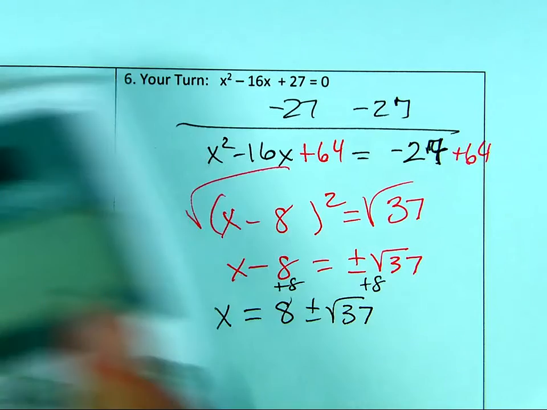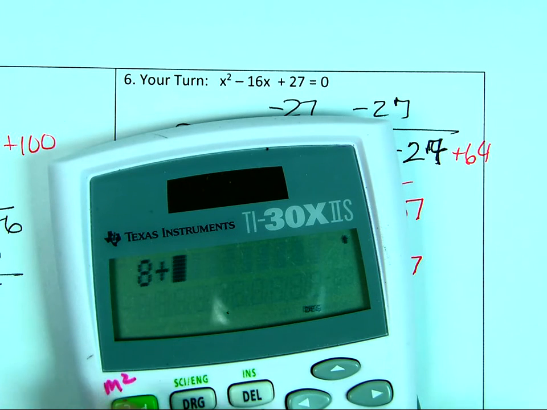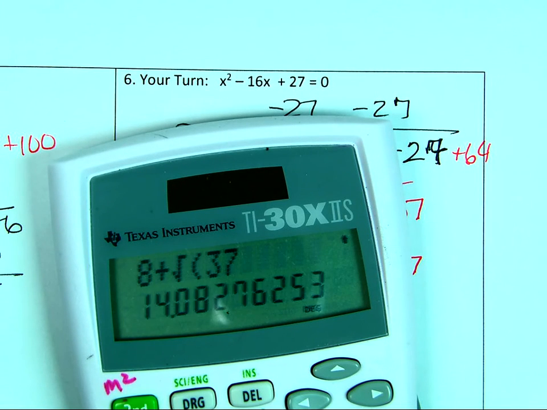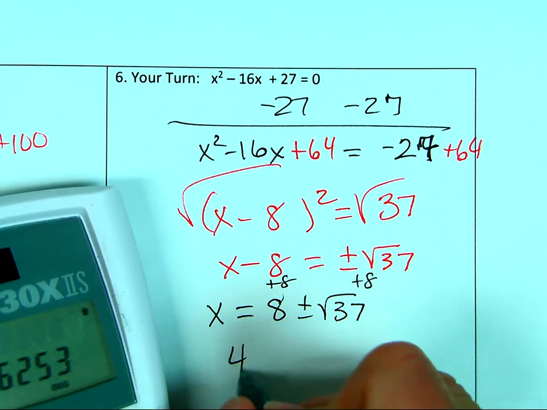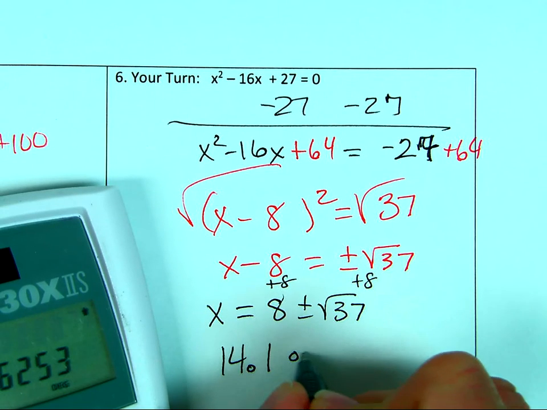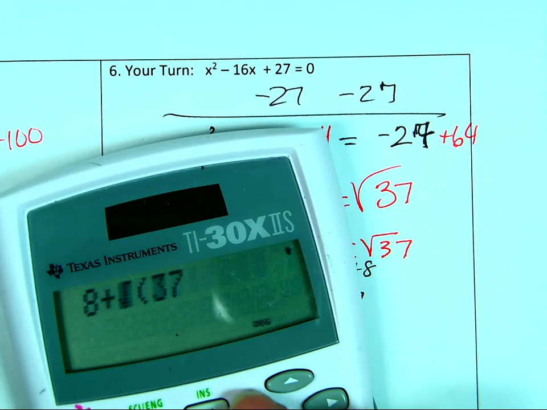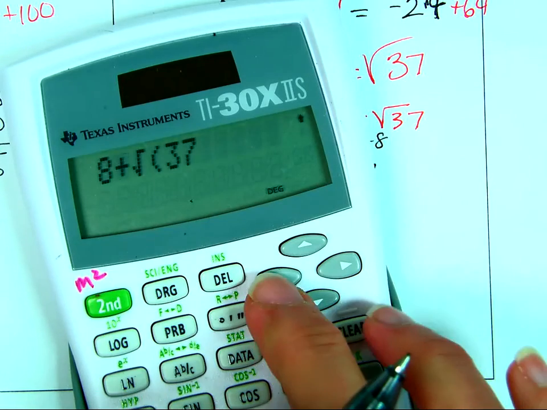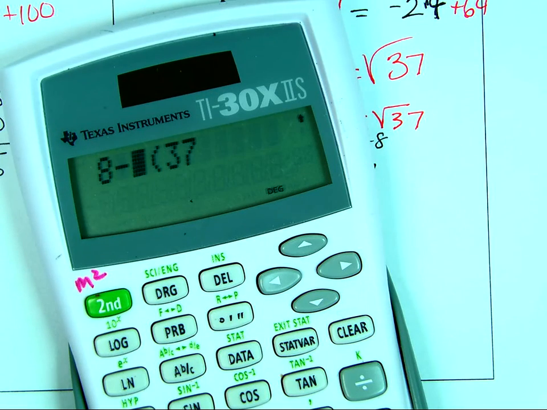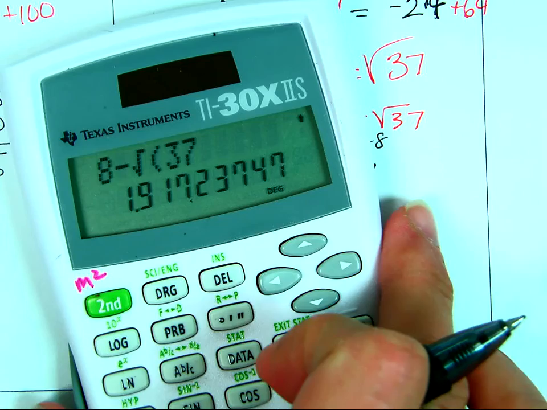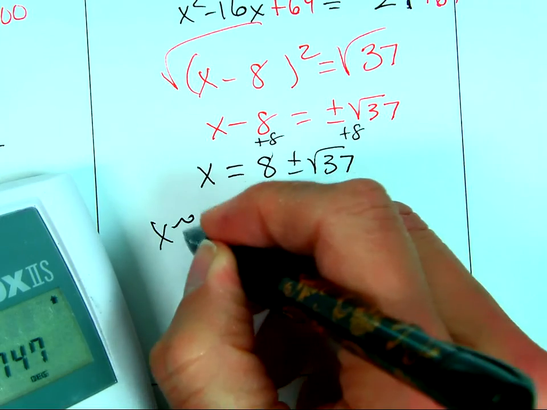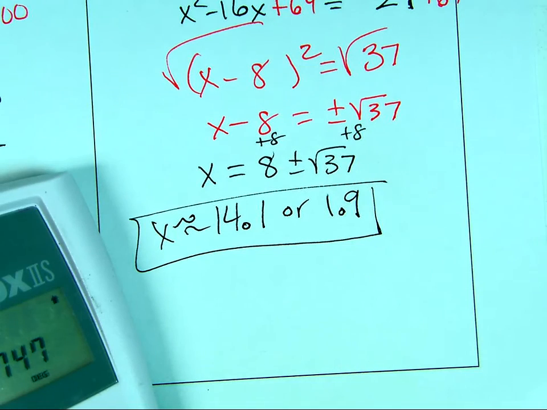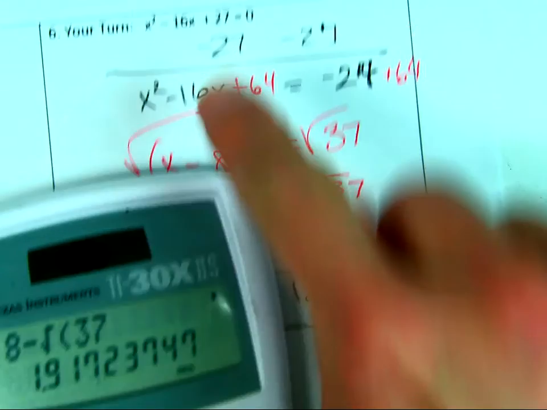So again, in my calculator, I'm going to say 8 plus the square root of 37. And I get 14.08. The 8 tells me to move it up to 1, so I get 14.1. Or, the quick way, backspace, just use my arrow keys here and change my plus to a minus, and I get 1.9. So x is approximately equal to 14.1 or 1.9.